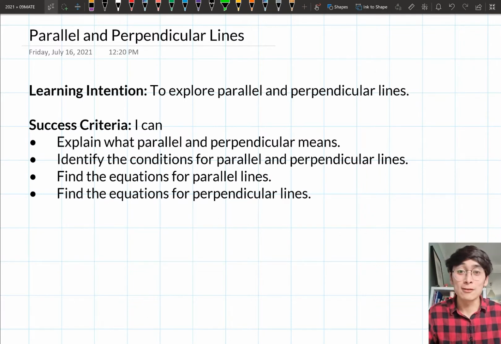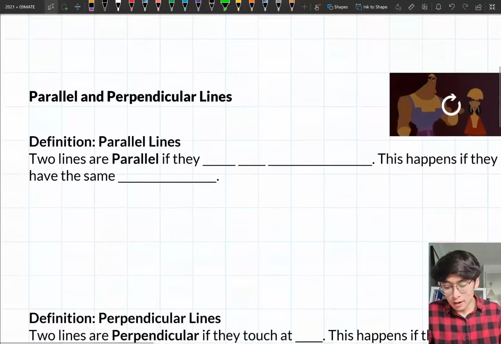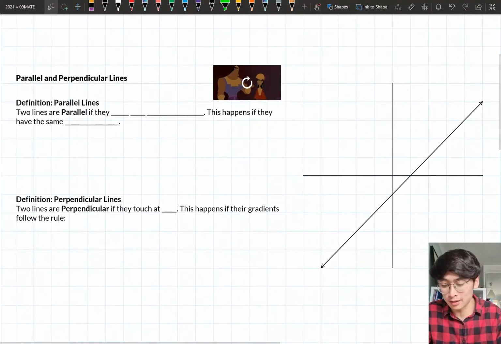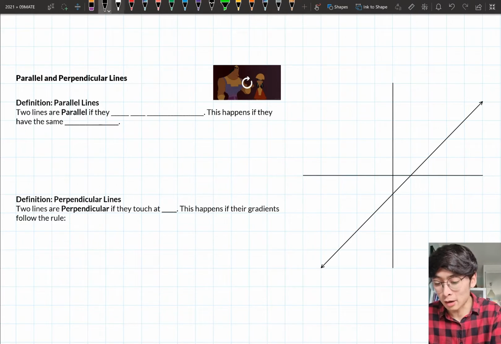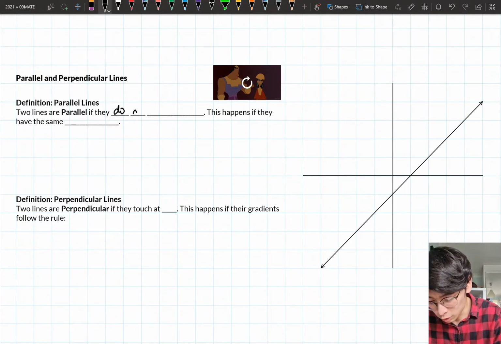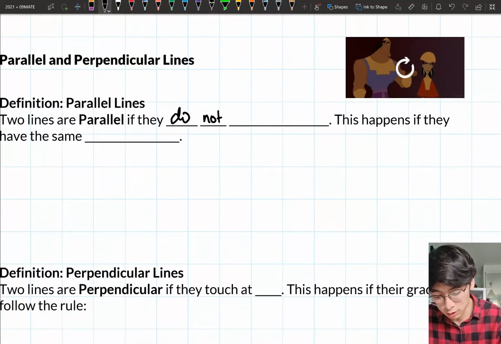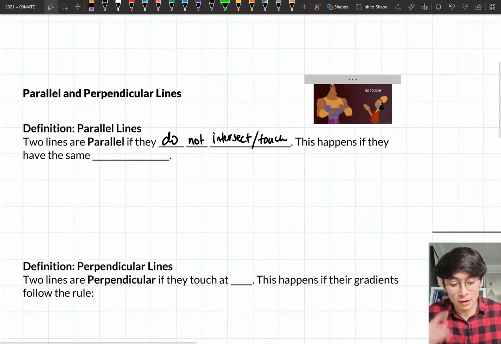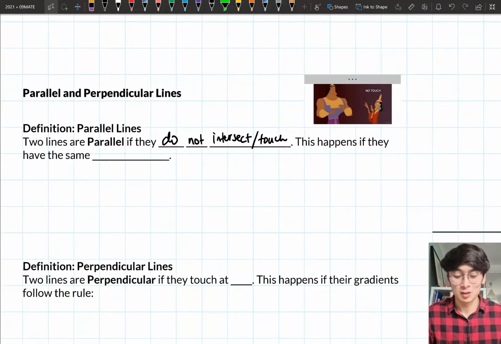So let's first talk about what parallel and perpendicular lines are. Now here, we've got two definitions we're going to talk about. So parallel lines and perpendicular lines. Now parallel lines, two lines are parallel if they do not intersect or touch. And so here I've got this little GIF from one of my favorite Disney movies, Emperor's New Groove. So here, what it means for two lines to be parallel, it means that they are not touching, no touchy.